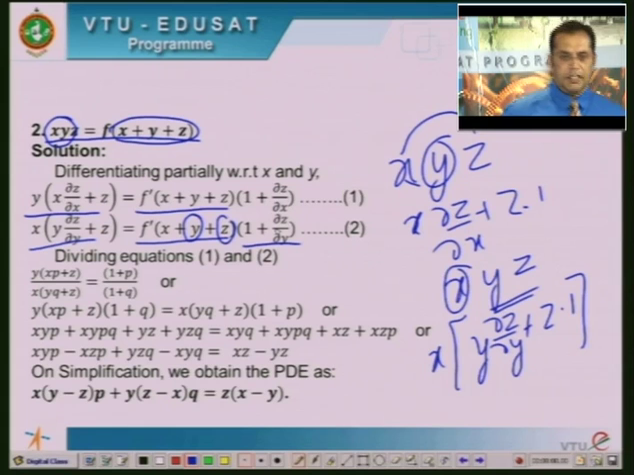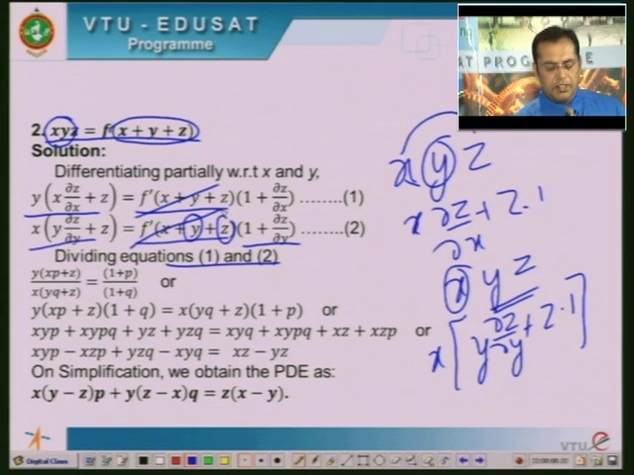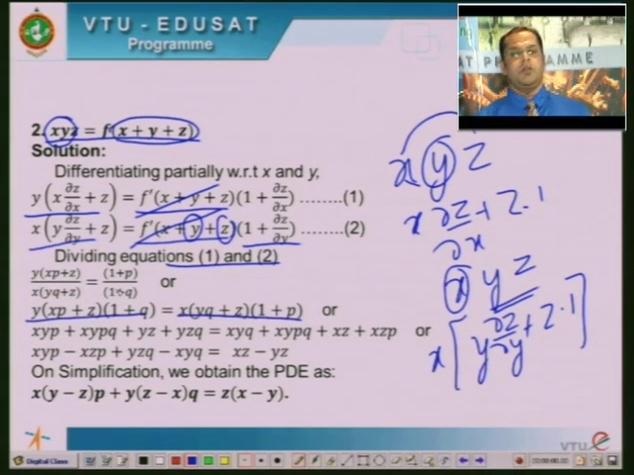So, as in the previous example, just divide the two expressions. Dividing equations 1 and 2, you can see, friends, that the f dash terms will cancel. The same thing happened in the previous example also. So, the left hand side will be y(xp + z) by x(yq + z) equal to (1 + p) by (1 + q). Simplify by cross multiplying: y(xp + z)(1 + q) = x(yq + z)(1 + p).